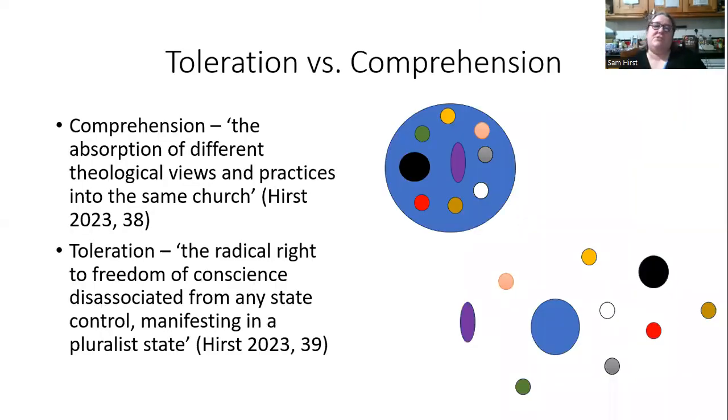The last thing I want to do is also differentiate between two forms of toleration, two kinds of models of how toleration would work in practice. So there's comprehension, which means the absorption of different theological views and practices into the same church. And I've done a beautiful illustration for you here of a big blue circle, which is the Church of England, and all these other little circles inside it.